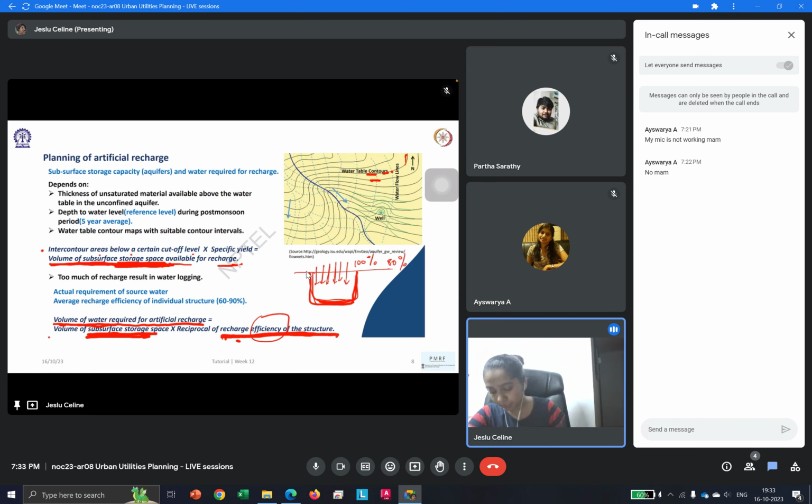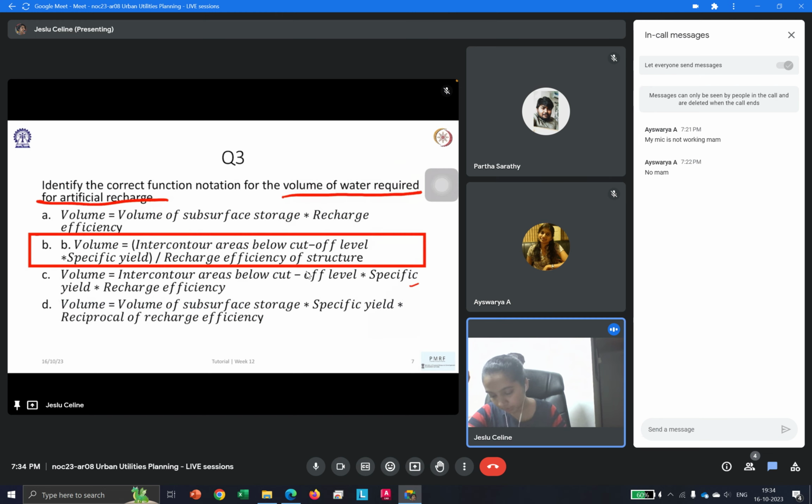So we combine both, and the volume of water required for artificial recharge will be equal to intercontour areas below a certain cutoff level, into specific yield, into the reciprocal of recharge efficiency. Instead of writing the reciprocal of recharge efficiency, it's written as divided by recharge efficiency of the structure.